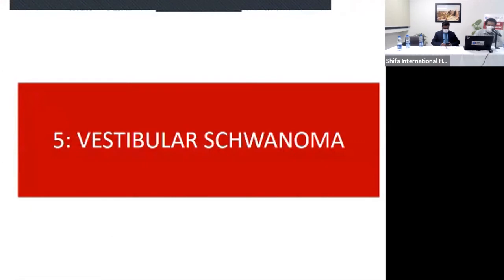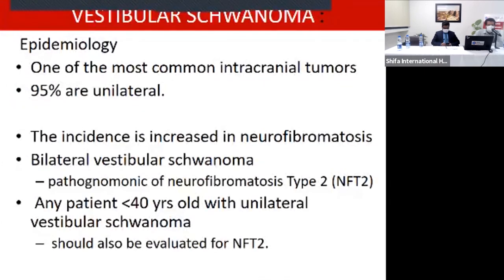Now coming to the vestibular schwannomas, basically one of the most common intracranial tumors, 95% of these are unilateral. The incidence is increased in neurofibromatosis. Bilateral vestibular schwannoma is pathognomonic for neurofibromatosis type 2. Any patient less than 40 years of age with unilateral vestibular schwannoma should be evaluated for neurofibromatosis type 2.